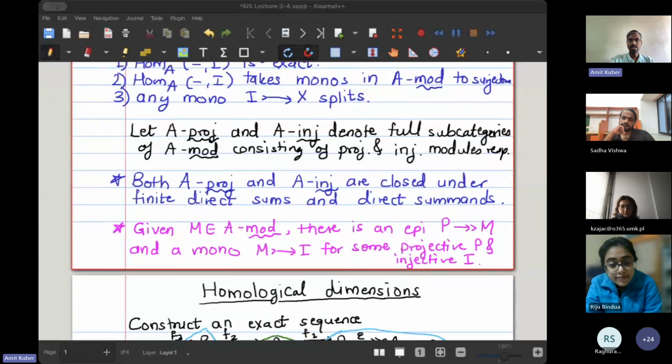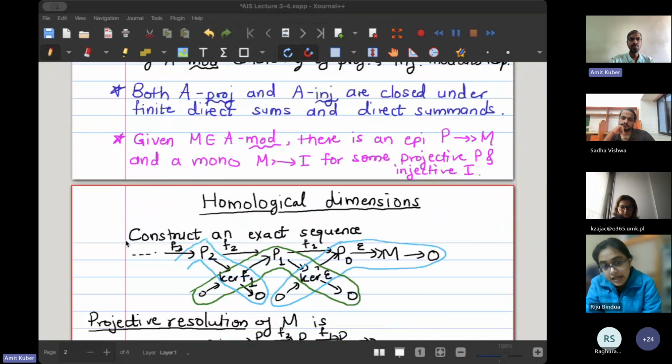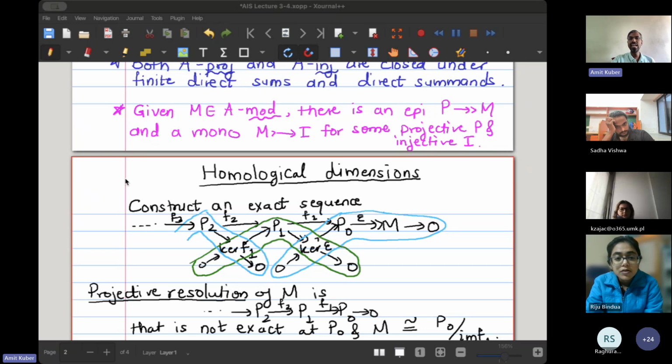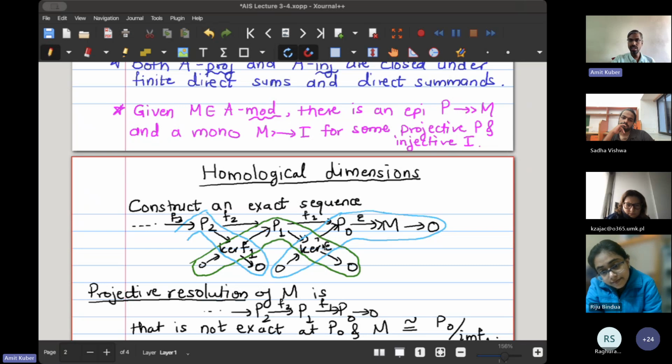Okay, so let us look at something more. So we want to talk about homological dimensions of different objects. Just because of this magenta statement that every module can be covered by a projective, we can iterate this process. So let us start with a module M. Then we take some projective P0 which maps onto it, and then you take the kernel. Whatever that kernel is, you can take some projective module P1 which maps onto it and again take its kernel, and so on and so forth.